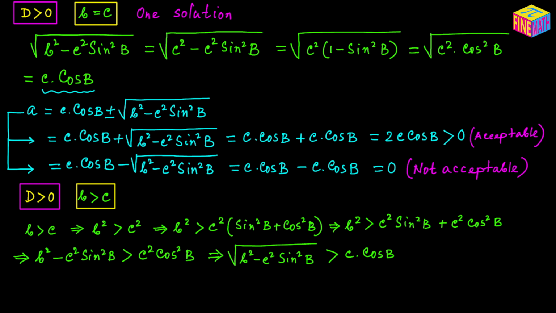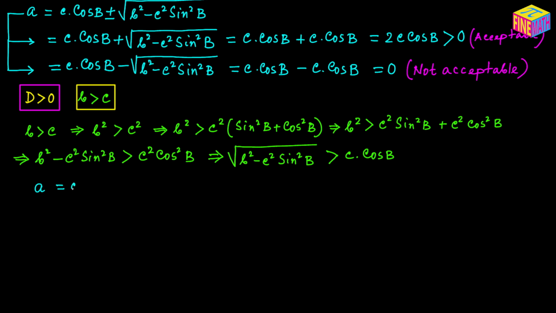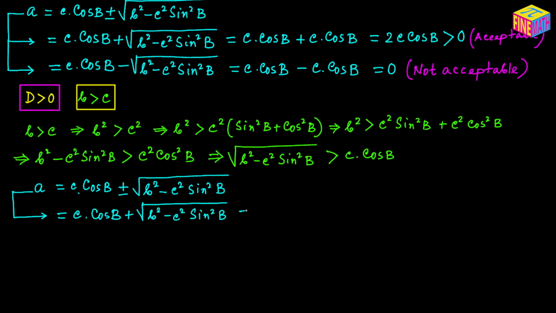Now let's see what are the values of a. We know that a is equal to c times cosine of b plus or minus the square root quantity, which is, under the square root, b squared minus c squared times sine squared of b. And from here, what are the two possible values of a? For the first possibility, let's take the plus sign. So we can say a is equal to c times cosine of b plus the square root quantity, and this can be written as c times cosine of b plus a quantity which is greater than c times cosine of b. You see up here, let me underline right here. So we have determined that this square root quantity is actually now greater than c times cosine of b for this particular scenario.